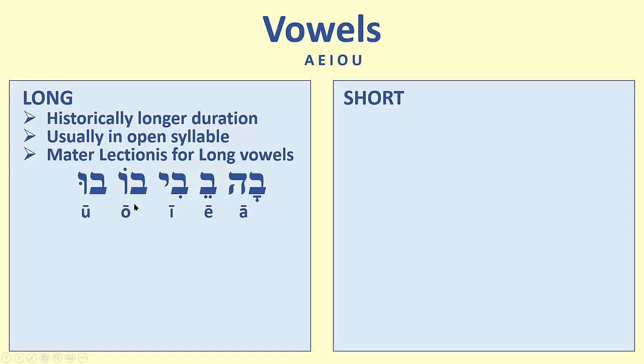The next one is an O sound. This is called cholam, or cholam vav. Vo is a long vowel. And the last long vowel is a U vowel. It's an oo sound. So this would be vu. Now, it gets its own name that's unrelated to any short vowels, or it's called a shurik. And that oo sound in shurik is the sound of the vowel.